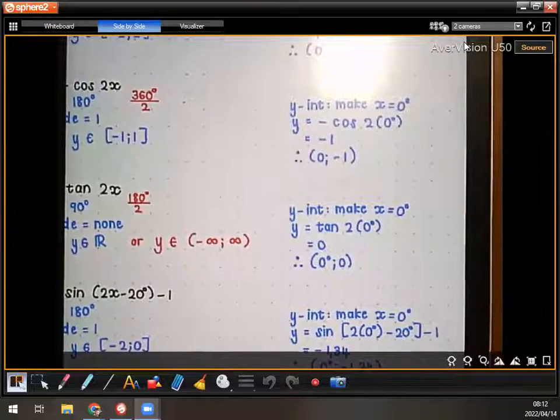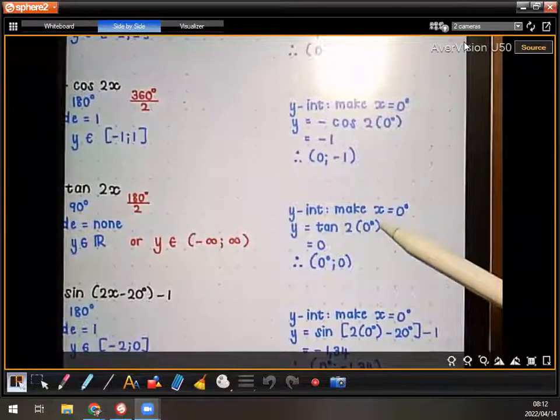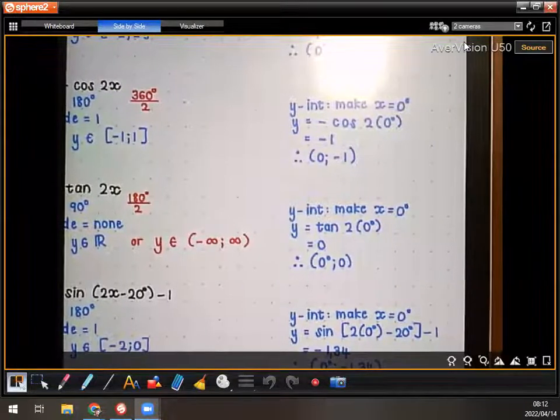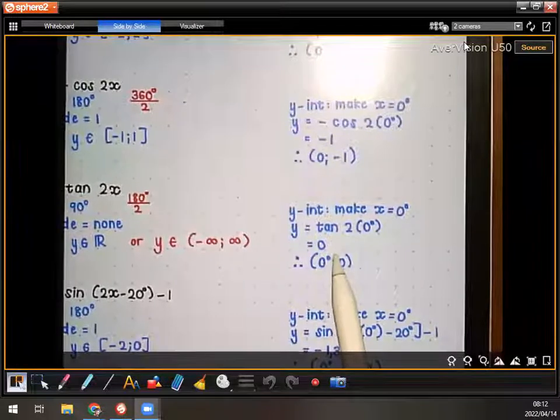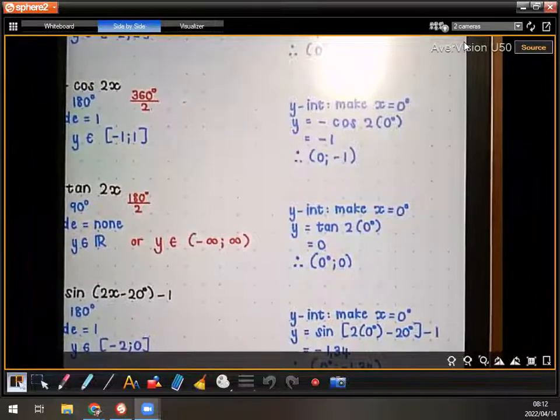Okay, so the y-intercept, do we agree with that one? Make x equal to 0. So tan 2 times 0, that is the 0. So you need to write 0, 0. Now, I don't think I'll take off a mark if we don't have that degree symbol there, but let's try and remember it, okay, just in case.